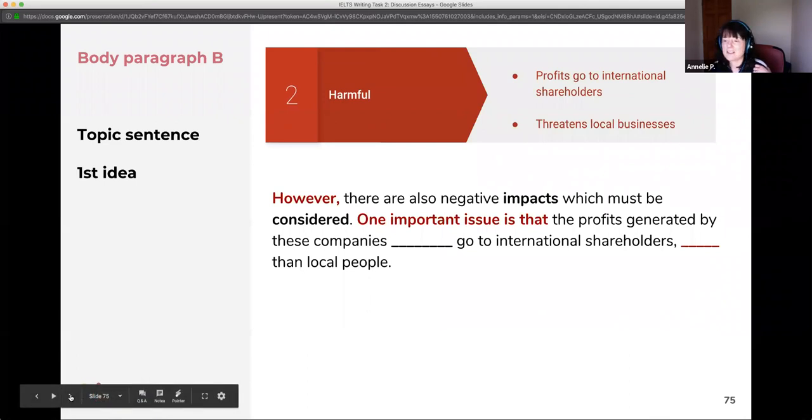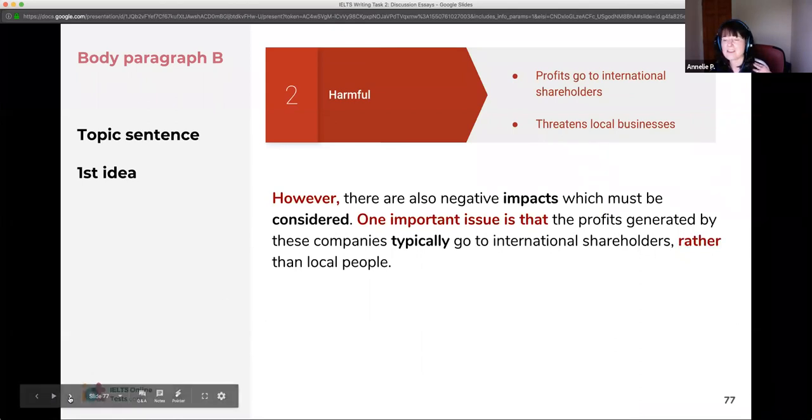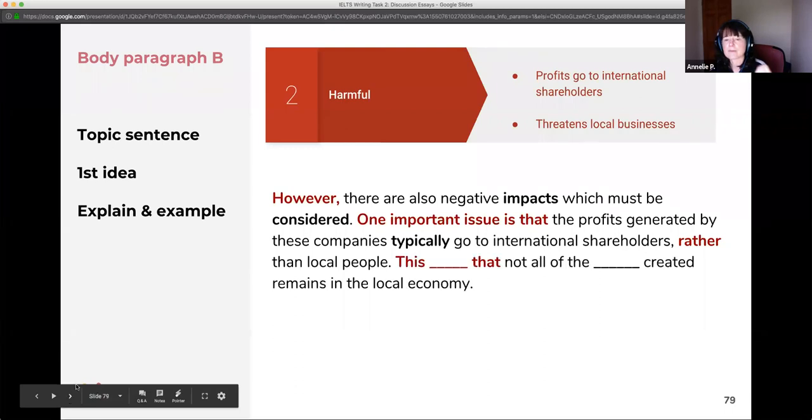Okay, different ideas, usually works. Okay, so yeah, usually, mainly, we've gone for typically. Okay, but those are a good range of words that you've used there. Go to international shareholders. Okay, very nice, guys, very nice. Rather than local people. Okay, very specific point. Okay, now we're going to go into a little bit more detail, give some supporting evidence. So this.